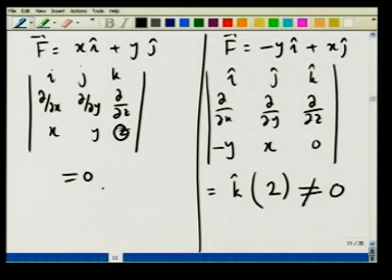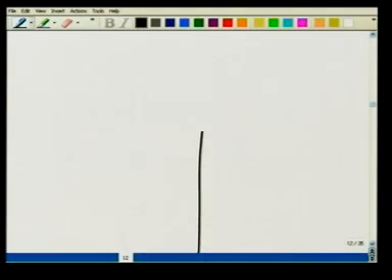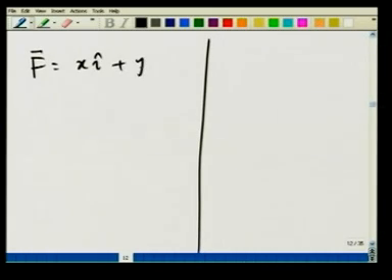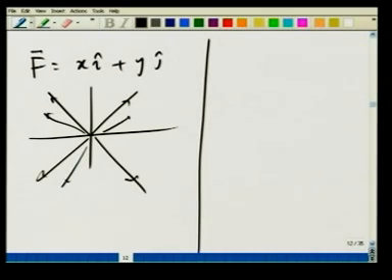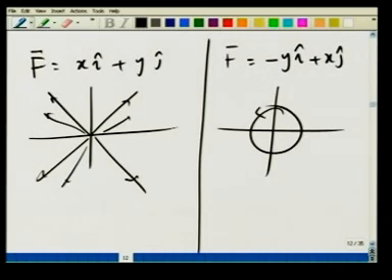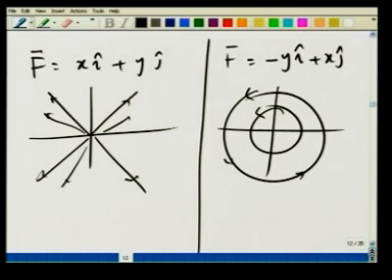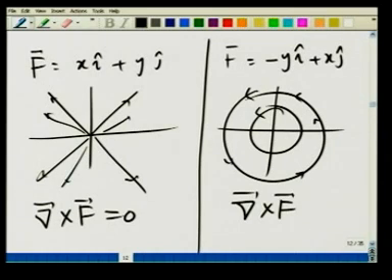Let me again draw how these force fields were looking. F equals x i plus y j, the force was looking something like this, and in this case F equals minus y i plus x j, the force field was looking something like this. In the first case, curl of F is equal to 0. In the second case, curl of F is not equal to 0.